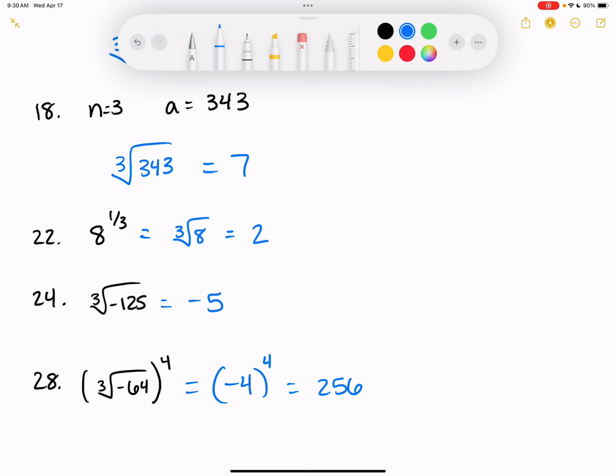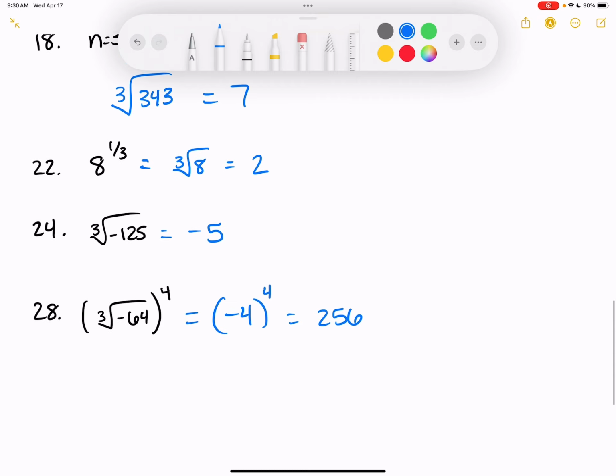How about this one? 1/81 to the -3/4. What do I need to do with this one?